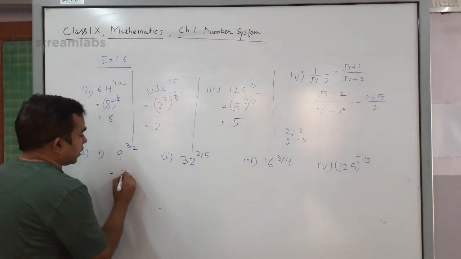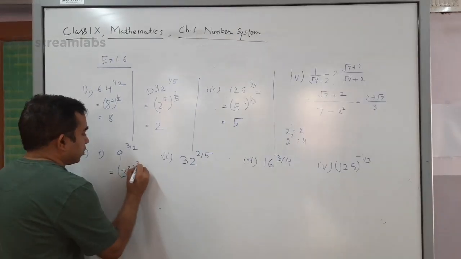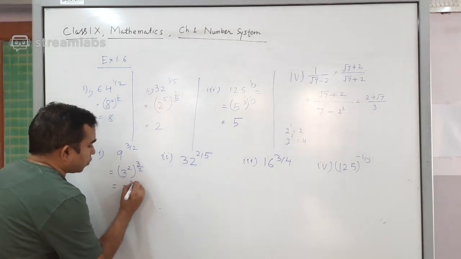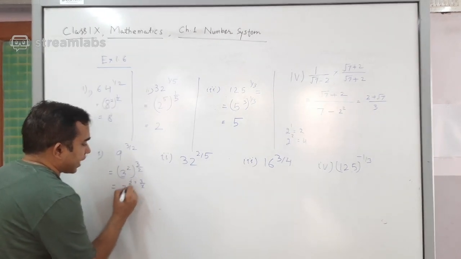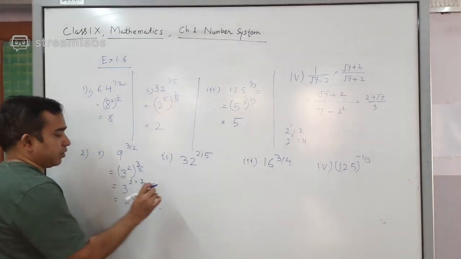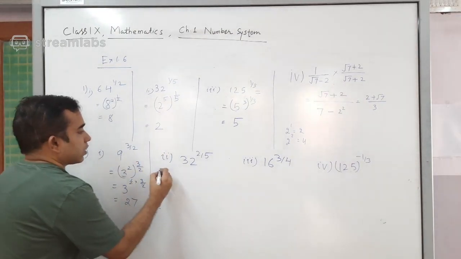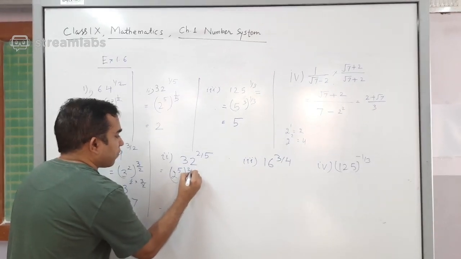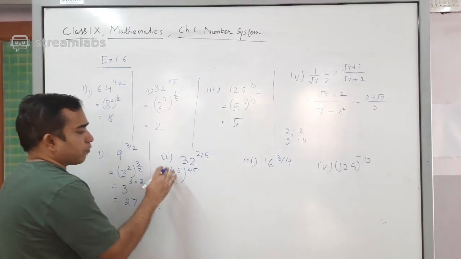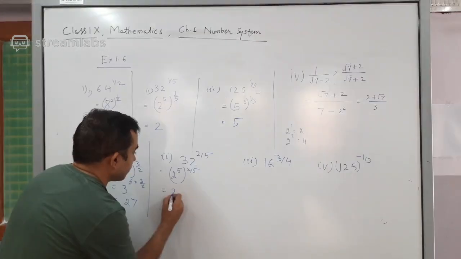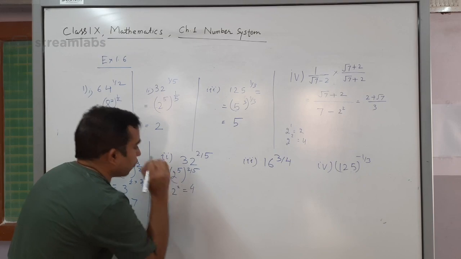9 can be seen as 3 square, isn't it? Then it will become 3 to power 2 into 3 by 2, isn't it? 2 get cancelled, and finally it will be 3 cube. 3 cube is 27. 32 should be seen as 2 to power 5 to whole power 2 by 5. 5 into 2 by 5, 5 get cancelled, 2 square, which means 4.